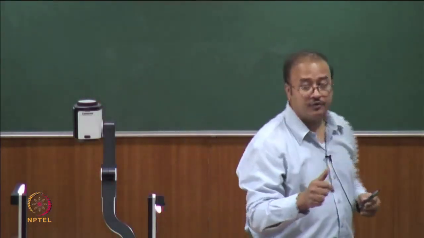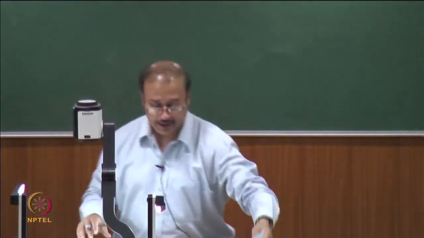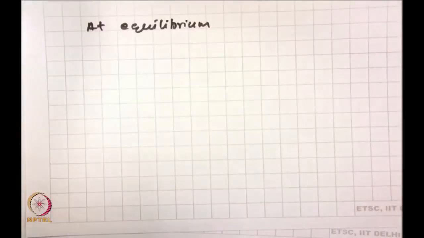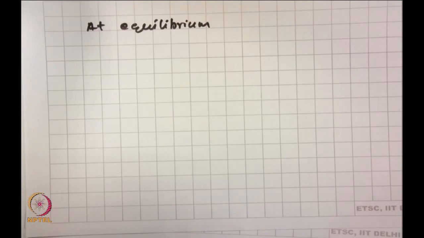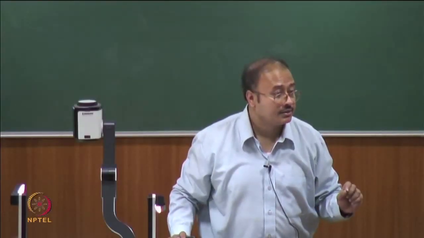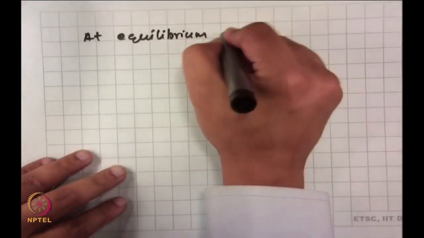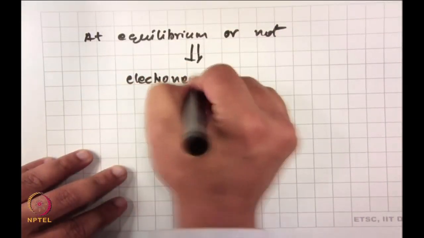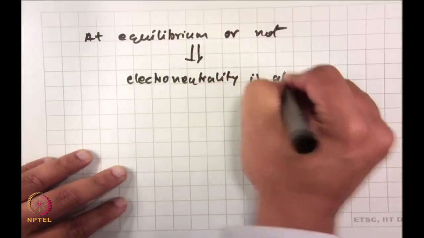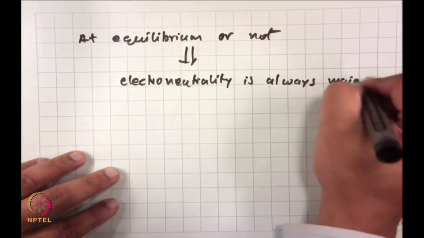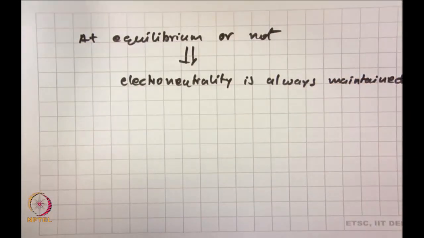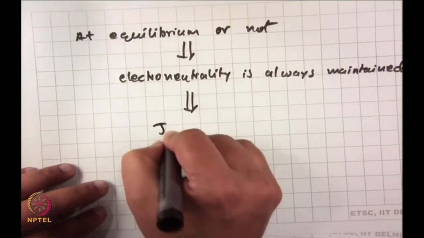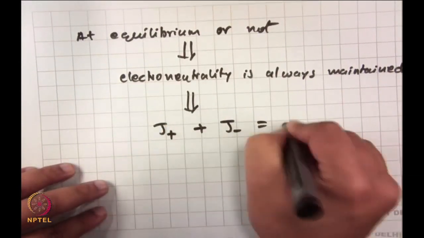Now, when you have equilibrium condition, what will happen is, again at equilibrium, anyway it does not have to be in equilibrium, but at equilibrium, does not matter whether equilibrium or not, your electroneutrality is always maintained, right. At equilibrium or not, electroneutrality is always maintained, and if that is the case, then from here what I can write is J plus J minus would be equal to 0.